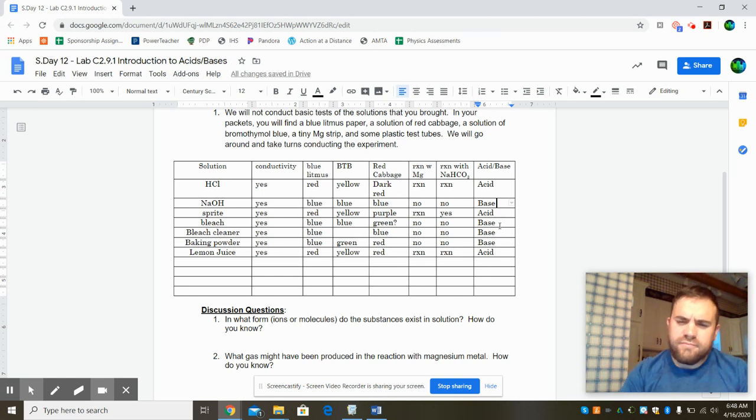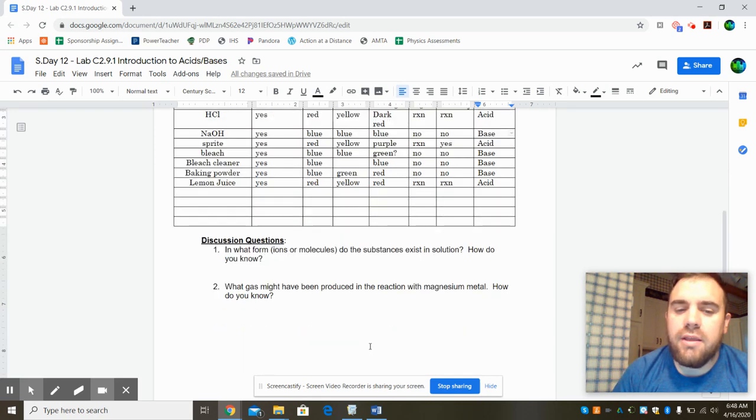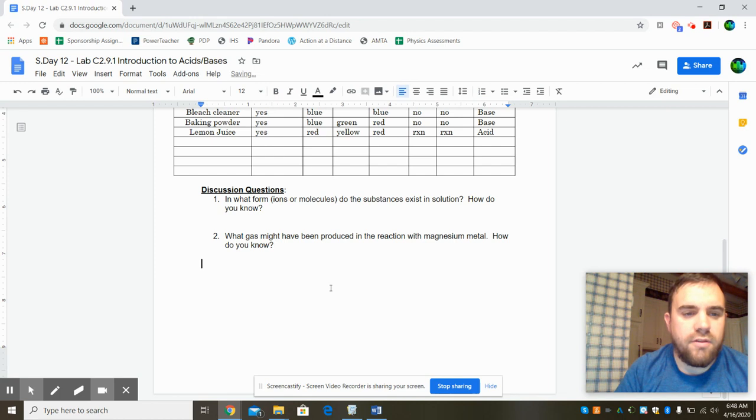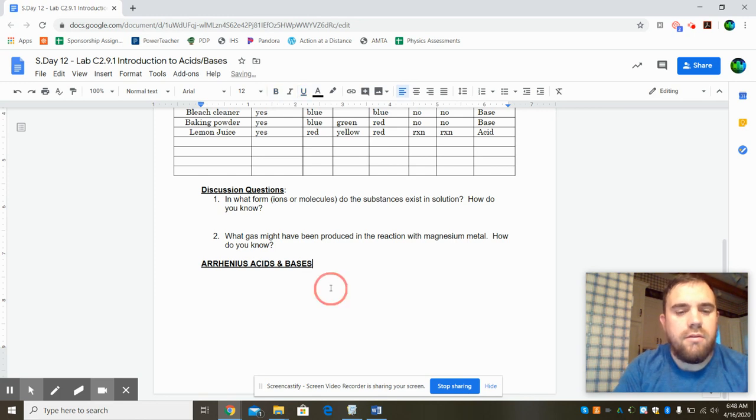Now the question is, why are they acids and why are they bases? So let me explain why that is. So there's this thing called Arrhenius acids and bases. And Arrhenius acids are pretty simple. An Arrhenius acid is an acid that will ionize to form the hydrogen ion. In other words, this is what the reaction looks like.